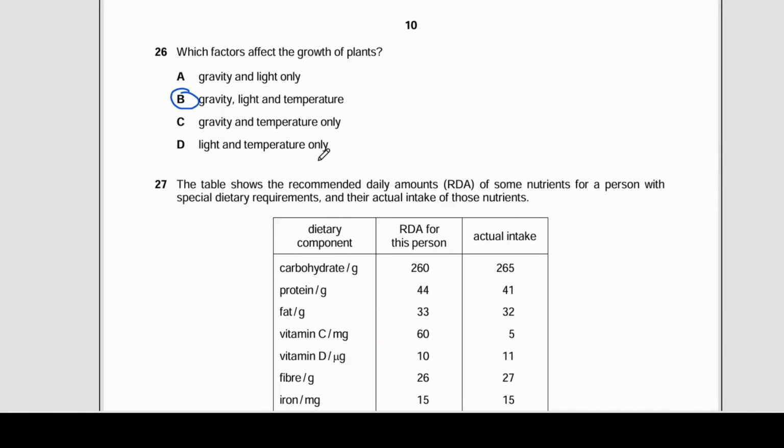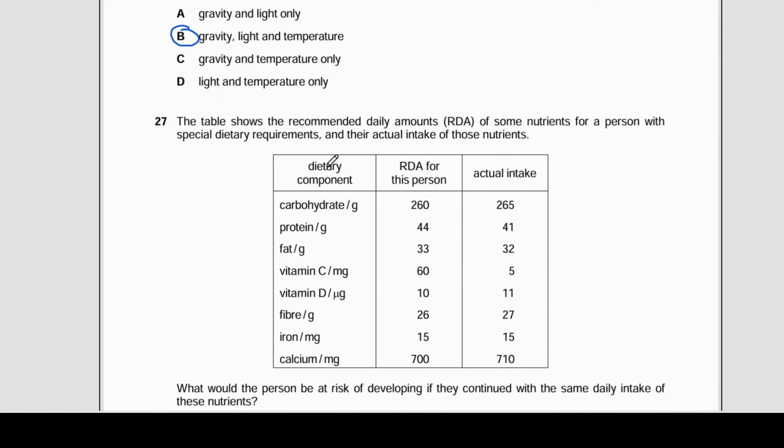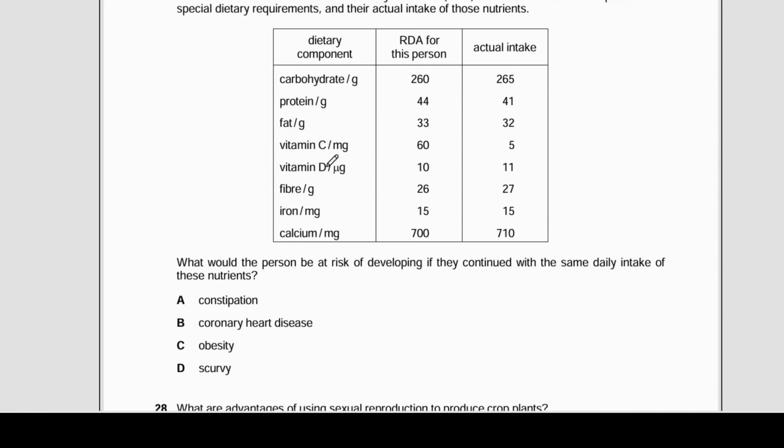Okay. The table shows the recommended daily amount, RDA, of some nutrients for a person with special dietary requirements and their actual intake. Okay, what would the person be at risk of developing if they continued with the same daily intake of nutrients? Let's see. Okay, the actual intake is okay. Okay, vitamin C is lesser in the diet. What else? I guess all other things are okay. So what could that be? That would be scurvy.